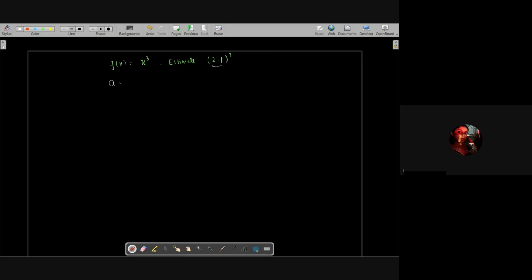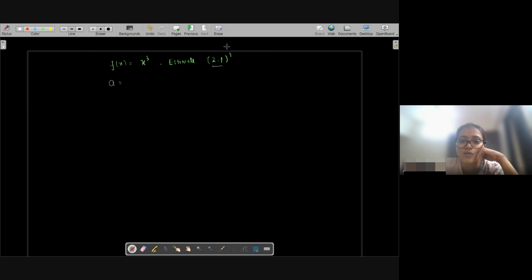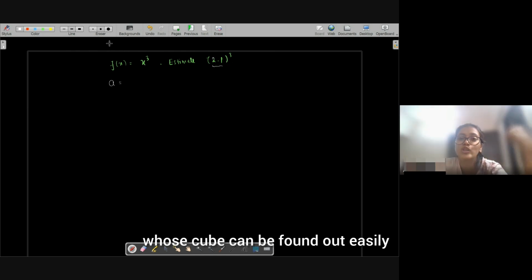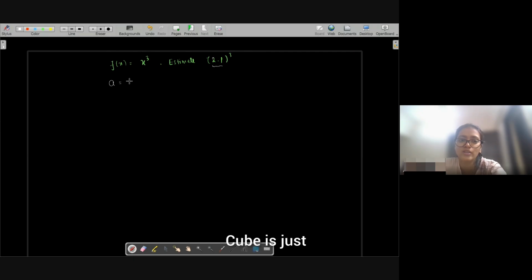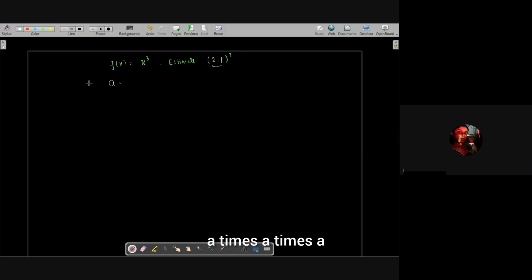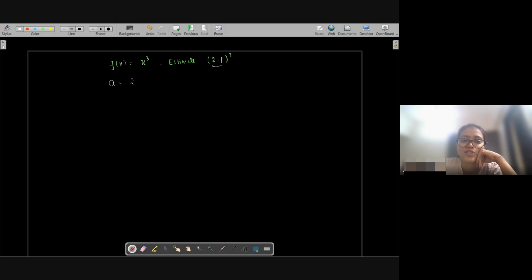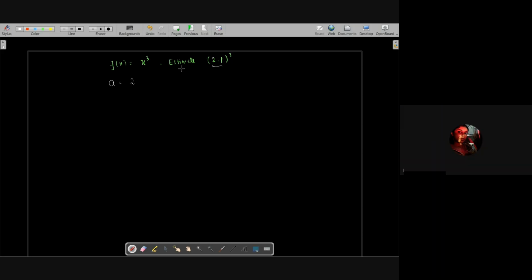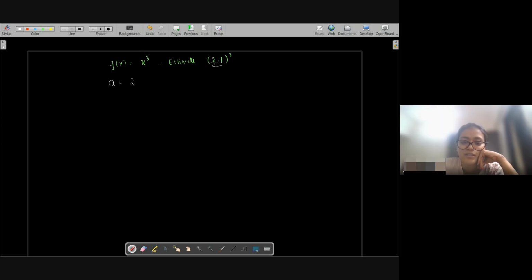I'm not sure. So a number which is close to 2.1, whose cube can be found out easily. I'm trying to remember all the cubes. So you can just take 2. Just 2? See, 2.1 is very close to 2. And you can easily find out f of 2.